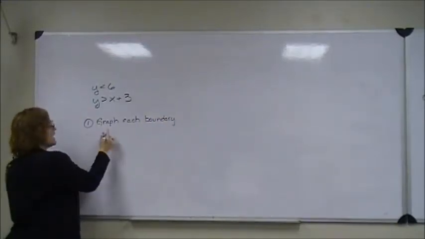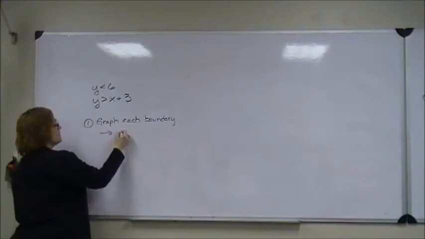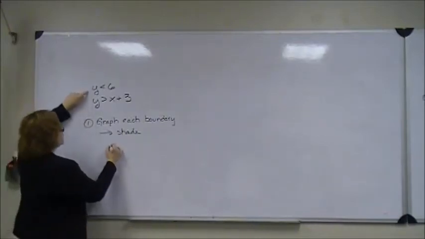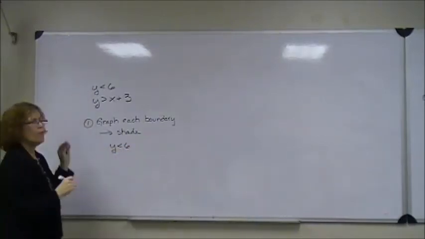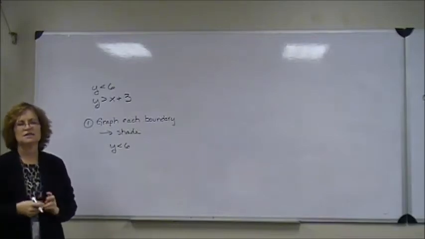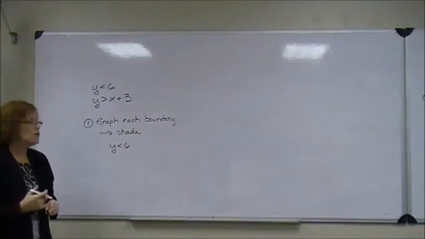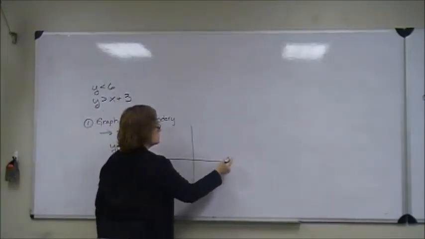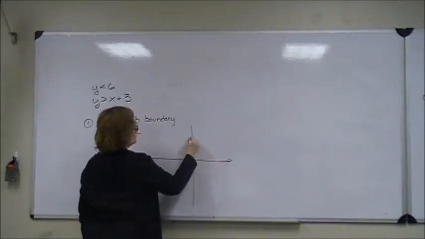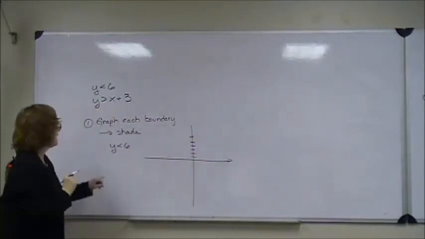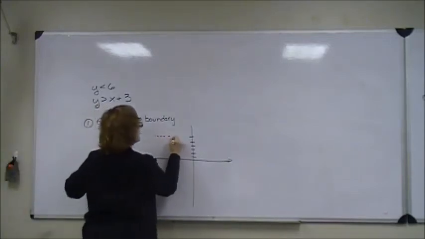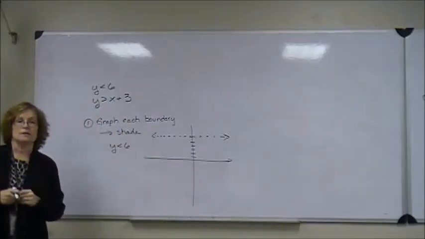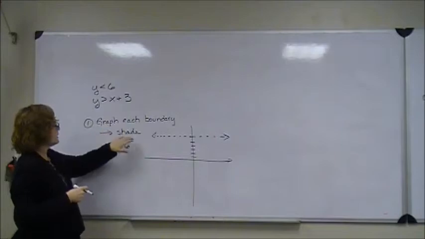Well, every time I graph a boundary, then I'm going to shade. So let's take the first inequality, and it was y is less than 6. What type of line is y is less than 6? Well, that would be a horizontal line. That would be my boundary. So 1, 2, 3, 4, 5, 6. And that line would be a dotted line up at y is equal to 6. Now that's my boundary.